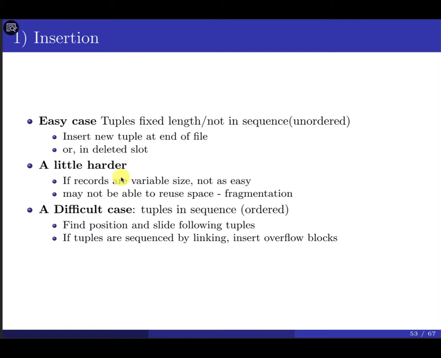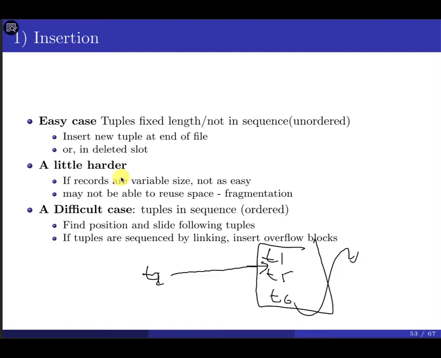The difficult case is if the tuples are in sequence. You need to keep them sorted or ordered, so you need to find the right place in order to keep the data stored there. What does that mean here? Assume that you have tuple 1, tuple 5, and tuple 6. Now we need to insert tuple 2. So we need to figure out whether this block has enough space to store tuple 2 or not. If not, maybe tuple 6 is going to be moved to the next block, and then tuple 5 slides down to make space for tuple 2. When you ask for the data, it's going to be in sorted order.